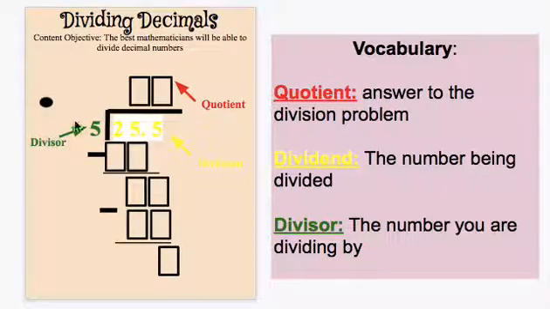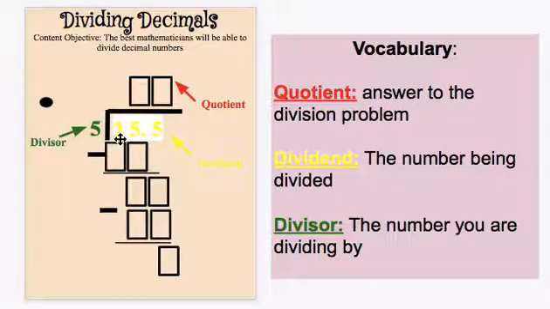If you take a look here in our division problem, our dividend is labeled in yellow, and we have 25 and 5/10. Our divisor is here in green, and it is the number 5. So we are taking 25 and 5/10 and dividing by 5.